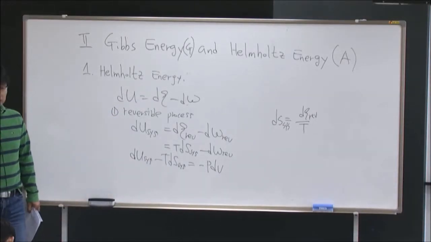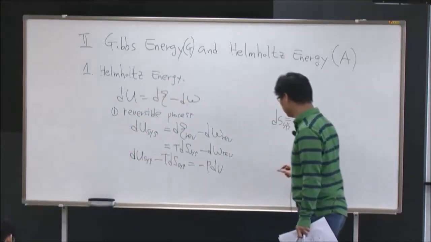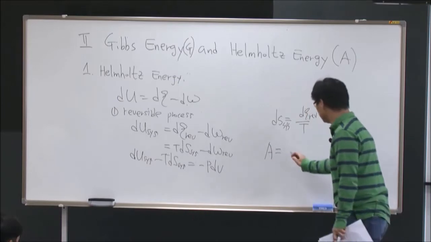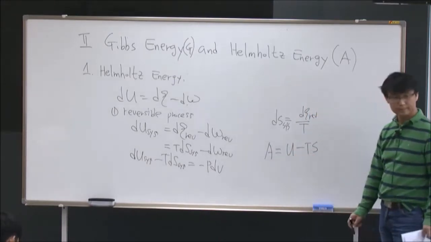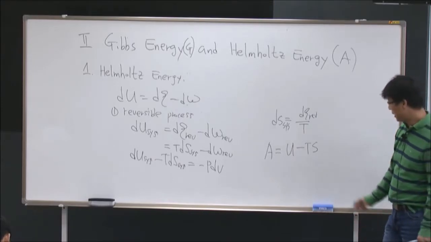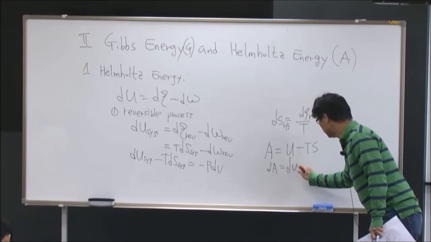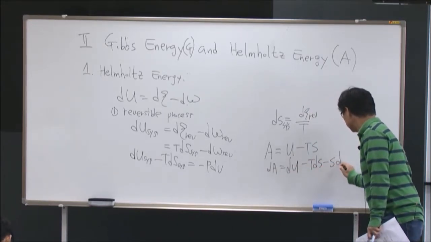Is it okay? And then here, Helmholtz actually introduced his energy. So Helmholtz said that, okay, how about let's define A equal to U minus TS. Then if I make a derivative, dA equal to dU minus TdS minus SdT.